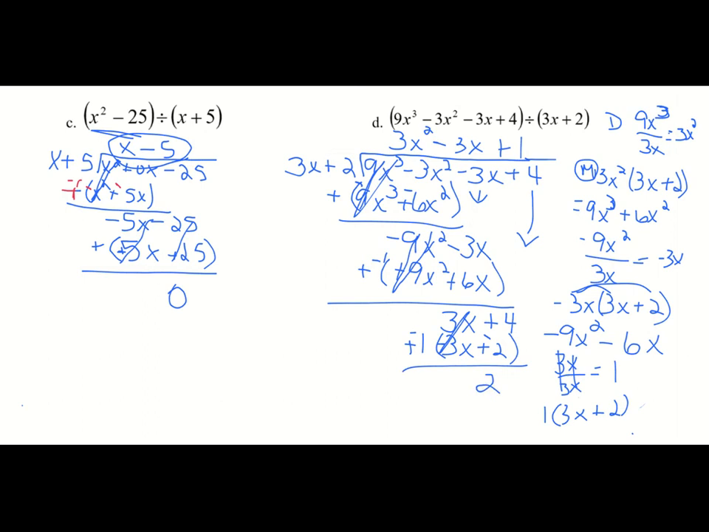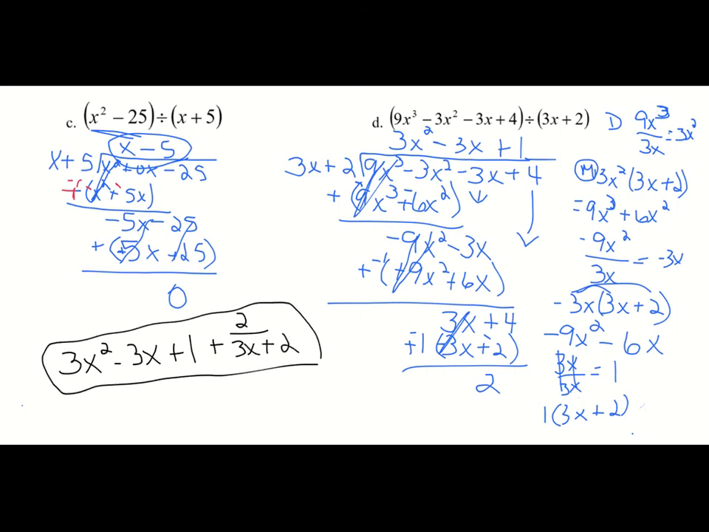So then I'm going to write my answer over here. My final answer is going to be 3x squared minus 3x plus 1. And then because we have that remainder of 2, it's going to be plus 2 divided by 3x plus 2. And that is our final answer. And that is it for division with polynomials and Module 2 videos.